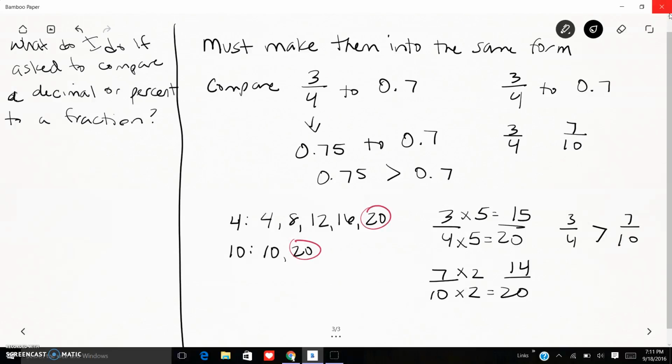Okay, so it doesn't matter which way you turn it as long as you turn it into the same form. Compare fractions to fractions, or decimals to decimals, or percents to percents. All right, let's do a couple practice problems and then we'll be all done with this lesson.